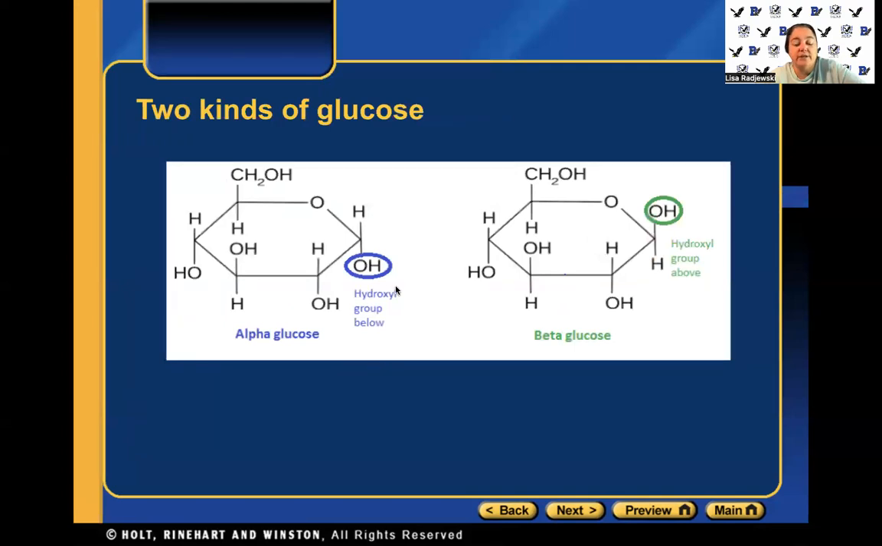There are 2 kinds of glucose. There's an alpha glucose and a beta glucose. If you look at the structure, the only difference is where this OH hydroxyl, remember that from our functional groups, is located on carbon 1. And in alpha glucose, the hydroxyl is pointing downward, or the hydroxyl group is below. And in beta glucose, the hydroxyl group is pointing upward.